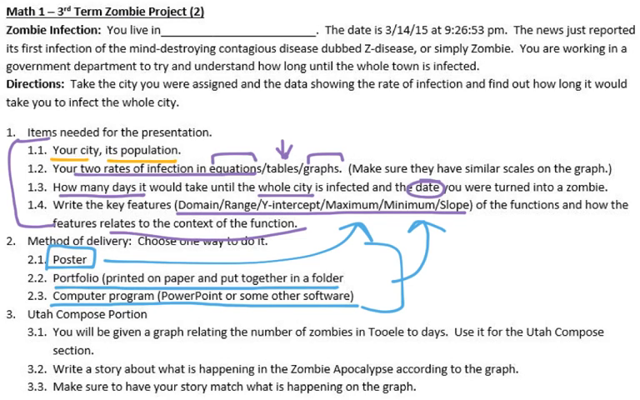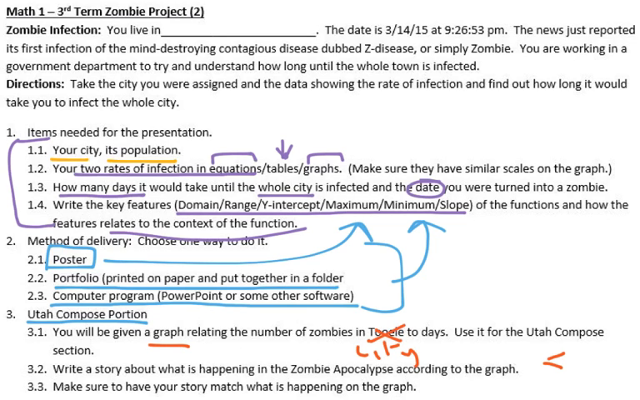Then there's a third portion which we will talk about, the Utah Compose portion. So here we've got a graph that you are going to use to help you, and I put Twila down. I meant to put the city you chose. Use it for the Utah Compose. Write a story about what happens and have that story match the graph. Okay, so there's the basics of it. So now let's take a look at an example.